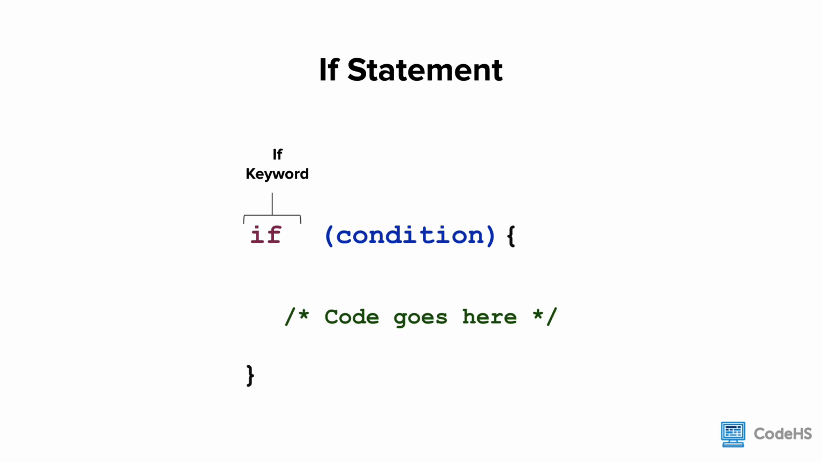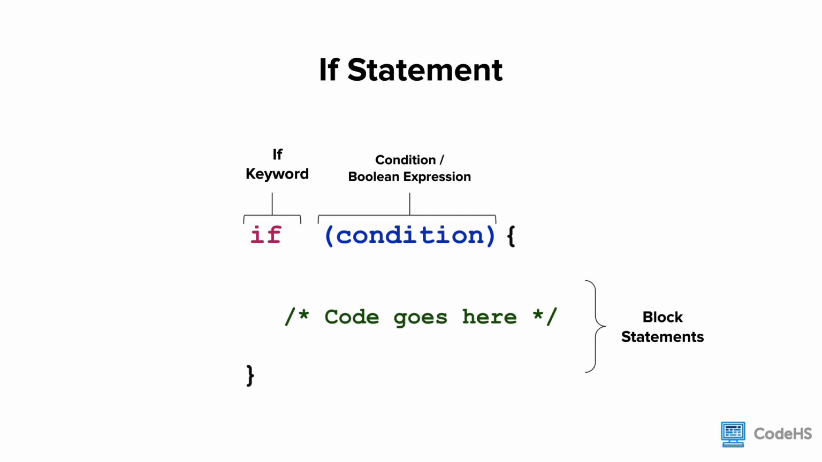To write an if statement, you start by using the keyword if. This is followed by a condition inside parentheses. The condition could be as simple as a Boolean variable or a much more complex statement using comparison operators. Either way, the condition needs to be something that evaluates to true or false. If that condition evaluates to true, the code inside the block is executed. Otherwise, that part of the code is skipped.